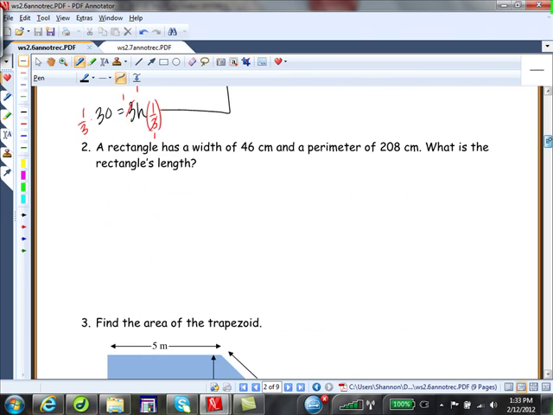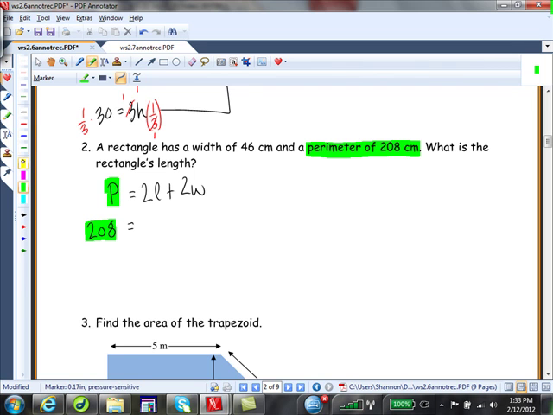Next up, we have a rectangle that has a width of 46 centimeters and a perimeter of 208 centimeters. What is the rectangle's length? So notice we were given a perimeter of 208 centimeters. So why don't we write down the general formula for perimeter, 2 L's plus 2 W's. And for perimeter, we're going to put 208 because that was given in the problem.